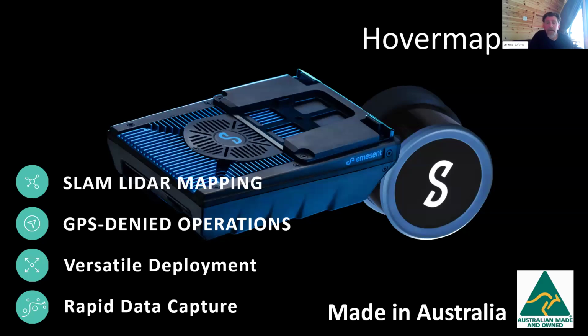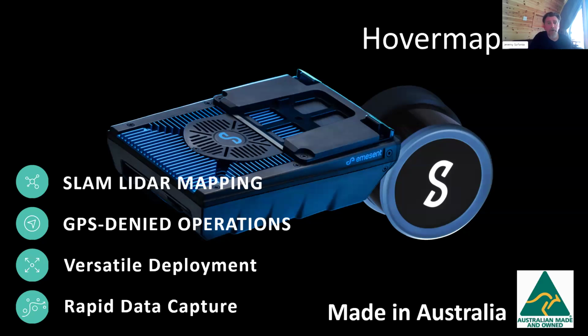So Hovermap was the tool that I was using, Hovermap STX, in fact, 300 meters maximum range, 32 lasers. On first returns, it can have up to 600,000 points return per second, multiplied by 3, theoretically. It's a SLAM-based Lidar mapping system, which is perfect for GPS-denied operations. And the greatest strength in my mind about Hovermap is its versatile deployment. It literally doesn't care how it's being used.